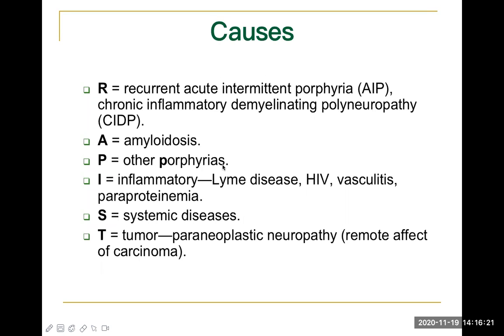P, other porphyria apart from intermittent porphyria, something known as porphyria cutanea tarda, and some type of chronic porphyria as well. I stands for inflammatory lesions or conditions like Lyme disease, HIV, connective tissue disorder or vasculitis, and even paraproteinemia. These all cause peripheral neuropathy by inflammation.